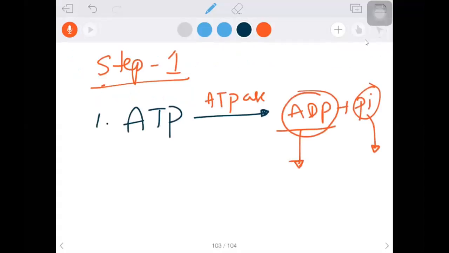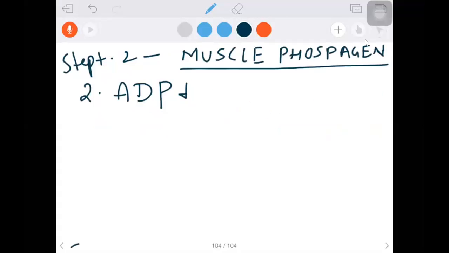You are running now. When you are running, what is the utilization of energy by muscles? Whatever ATP is present, you are using that ATP, and all that leads to the formation of ADP. Now, step two, still you are running. Again and again, still you are running. So when you are running like this, we go to the second step: ADP needs to convert back into ATP. For that, we have to use muscle phosphagen.